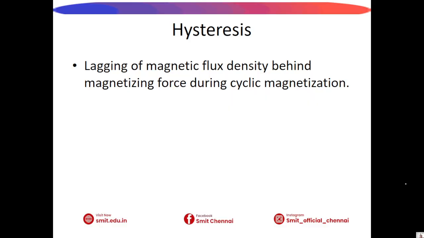Next, we see hysteresis. Hysteresis refers to the lagging of magnetic flux density behind the magnetizing force when a material undergoes repeated magnetization cycles. This lag produces energy loss known as hysteresis loss. To reduce hysteresis loss, transformer cores are made from materials with narrow hysteresis loops.